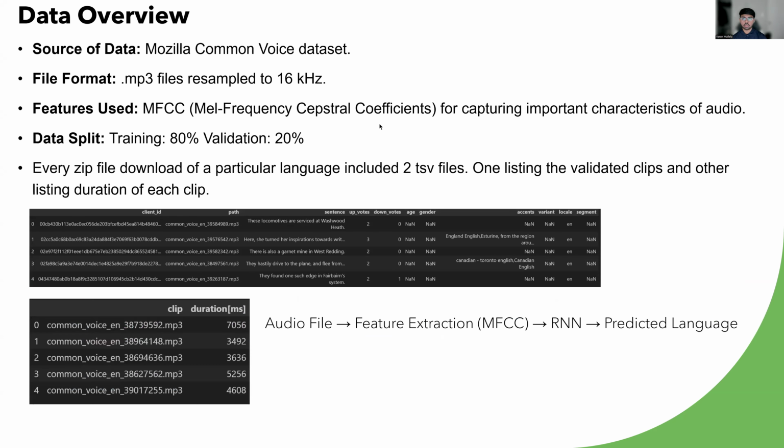Now let's talk about the dataset used for this project. I have used the dataset from Mozilla Common Voice, which is an open source project which collects various audio clips from users. It allows users to record and share their voice. It has various languages. I have particularly picked three languages, that is English, German, and French. The audio clips are in MP3 format. For this particular project, I have resampled them to 16 kilohertz.